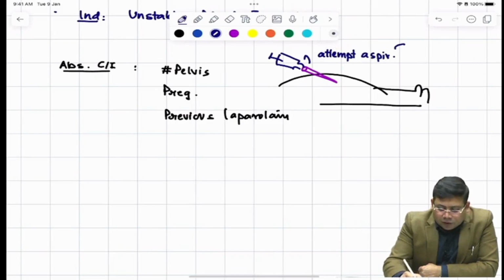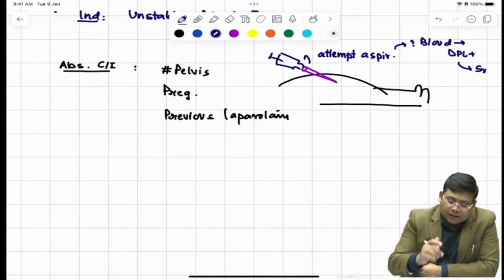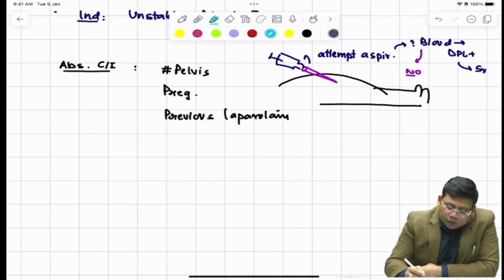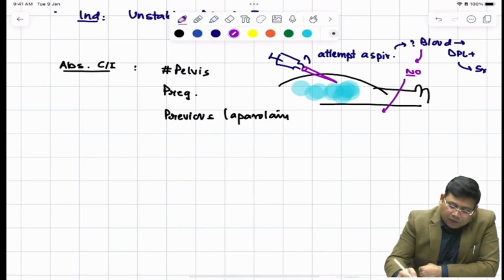On aspiration, if you get blood, this is considered DPL positive, and thus you take the patient for what? Surgery. If there is no blood, then what to do? In that case, you will have to push at least 1 liter of warm saline. This is very important.